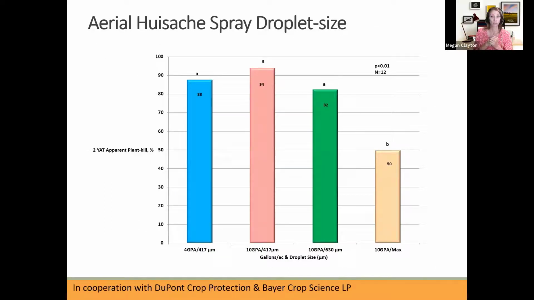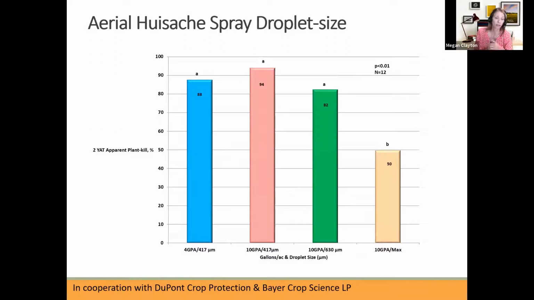Aerial weesach droplet size study. This was 2 years after treatment. What we were looking at again is the same sort of deal. We did 4 gallons per acre and 10 gallons per acre with a 400 micron droplet size. And then we did 10 gallons per acre of about a 600 micron. And then the maximum, which would be like a very coarse droplet.